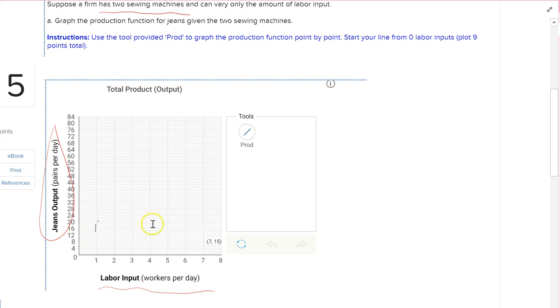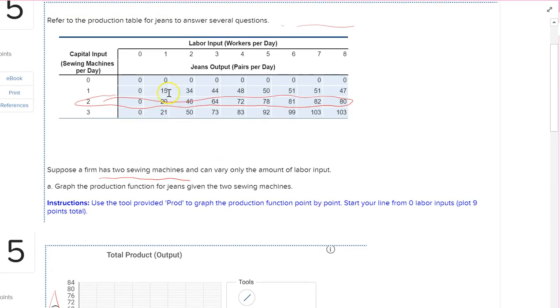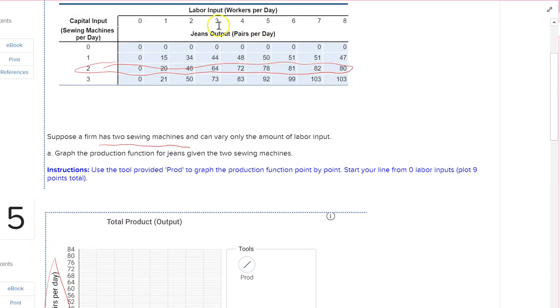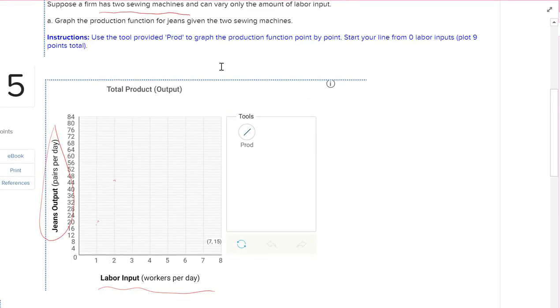Okay, so 1 worker can produce 20 pair of jeans. 2 workers can produce 46 pair of jeans, going back to that graph. So we're going to come up here, 2 workers, 46 pair, and you're going to find that very precise spot on your graph. And you start to see it's pretty easy to plot these points. With 3 workers, again, the same amount of capital input. The sewing machines doesn't change. So with 3 workers, 64 pair can be produced. And we'll come up here and we'll put that in at 64.